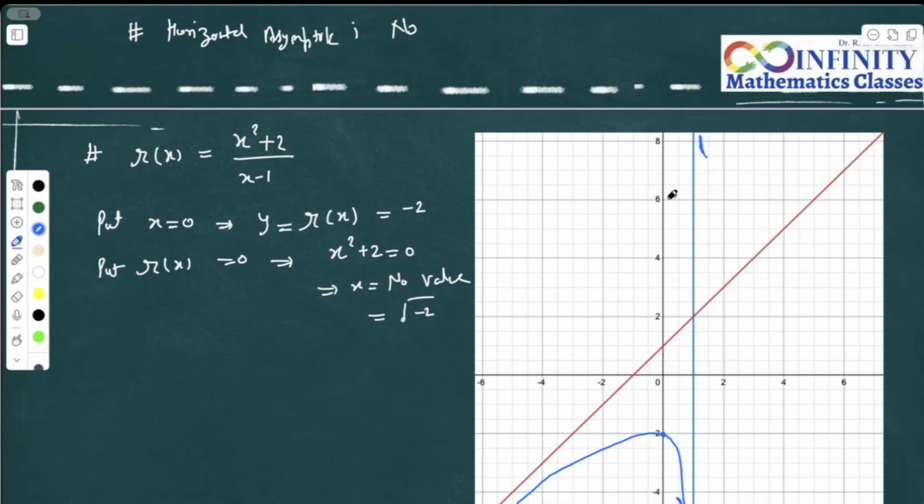And then how will it look? I need some additional points there. Can you please check what may be the value at 2? What may be the value at 4? At x equals 2, what is the value? It will be 6, so I'm here. And at 4, it would be 18 over 3, yes, 6.